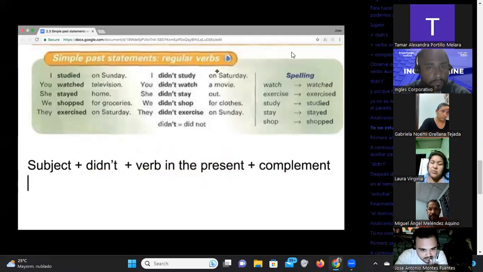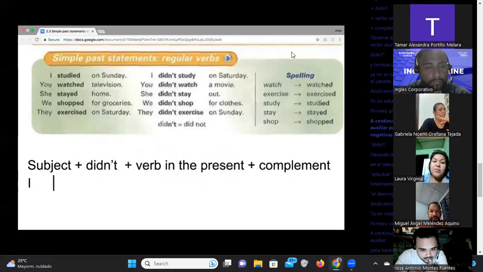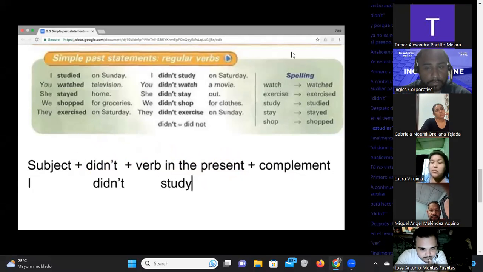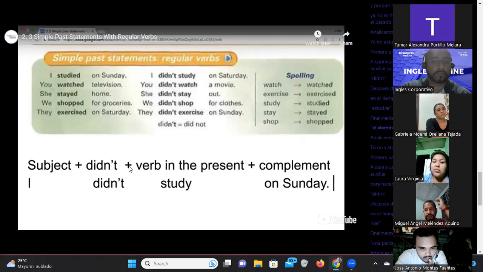Let's analyze a couple of examples. I didn't study on Saturday. First, we will add the subject, I. Next, we will include the auxiliary verb to make negative statements, didn't. After that, we add the verb in the present tense, study. Finally, we will add the complement, on Saturday.